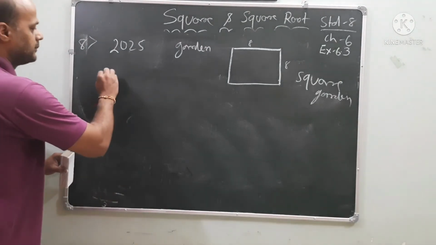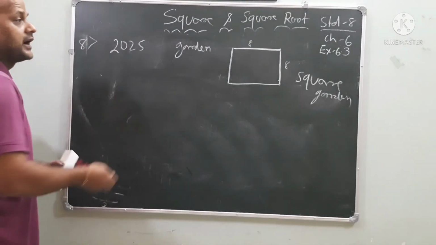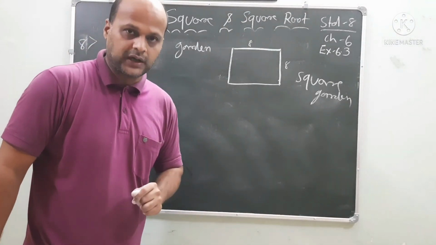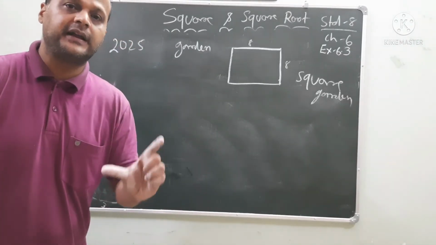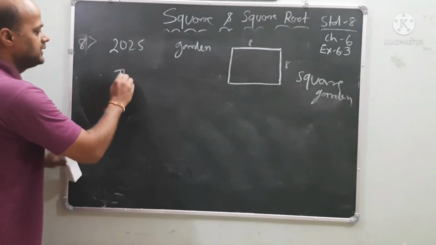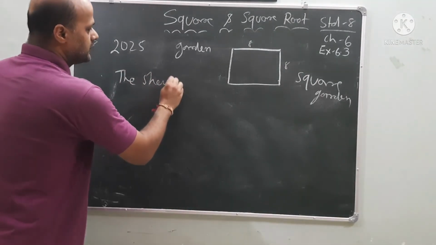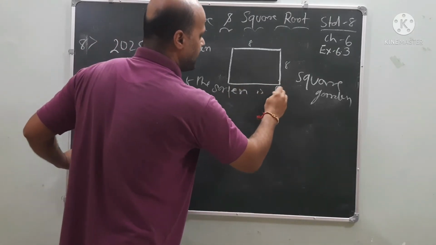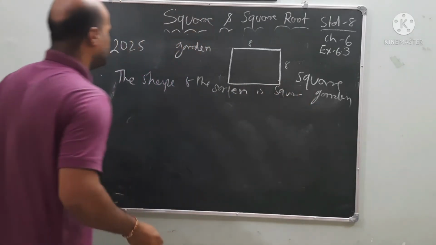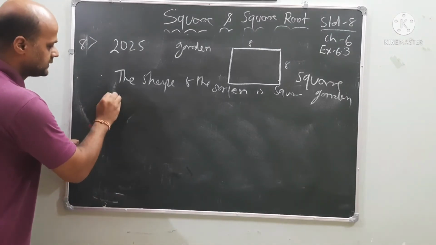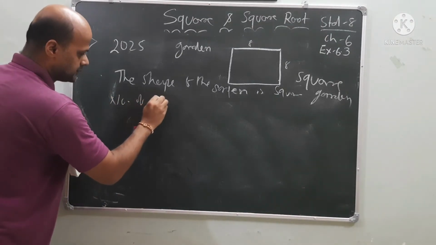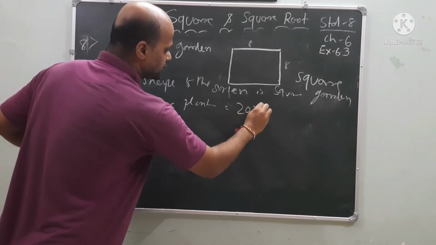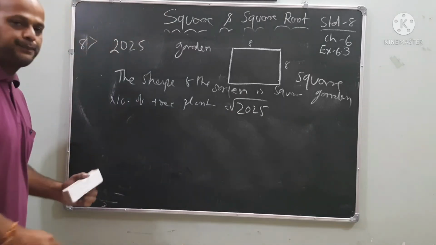Now go for the prime factorization. First you have to write the shape of the garden. If the number of rows and number of plants are equal, the shape of the garden is square shape. So the number of trees planted is found out by taking the square root of this number by prime factorization method.